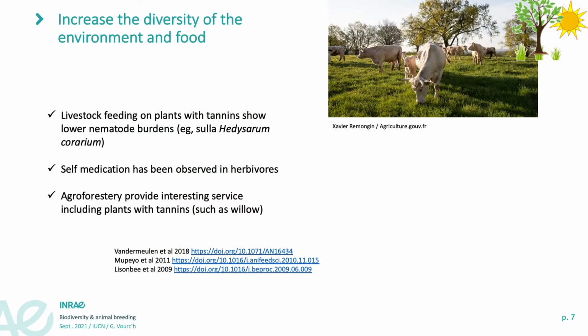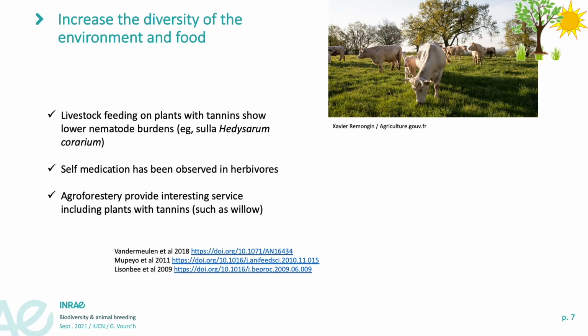And there are many reports showing that grazers such as cow or sheep that feed on plants with high tannin show lower nematode burdens, lower parasitic loads. And this is interesting, even though it might decrease their efficiency of food intake. There are several reports also showing that animals themselves, when they have a high parasitic load, can choose to feed especially on plants with high tannin, which leads to self-medication.